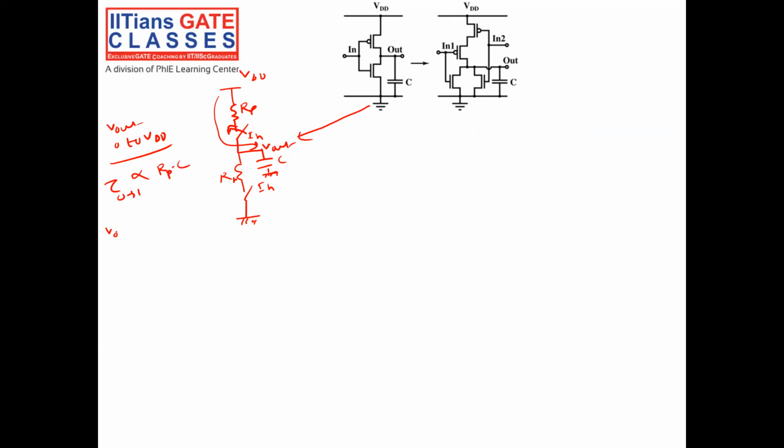Similarly, when my V out goes from VDD to 0, what will happen? My input will be high, the upper switch will open, and the lower switch will be closed. So my output will go from VDD to low. So my tau from 1 to 0 will be proportional to Rn into C, where Rn is the resistance offered by my NMOS. So I understand how my charging time constant and discharging time constant depend on these. I want the same time for my NOR gate also.